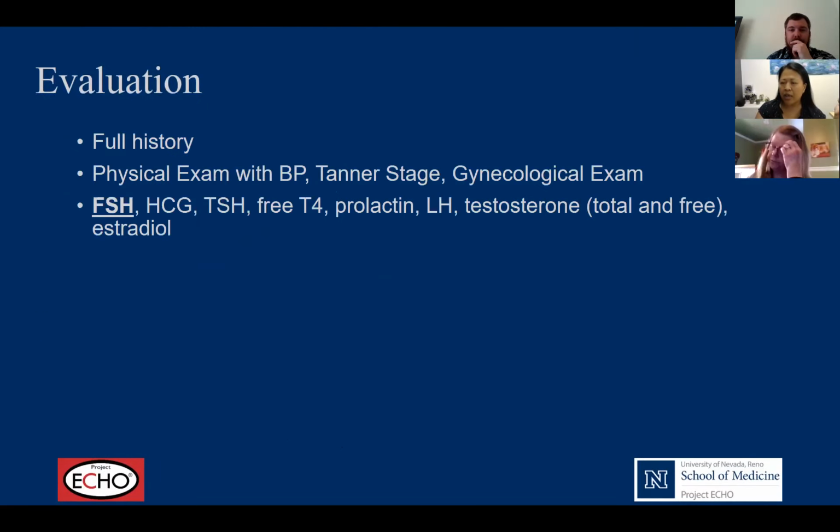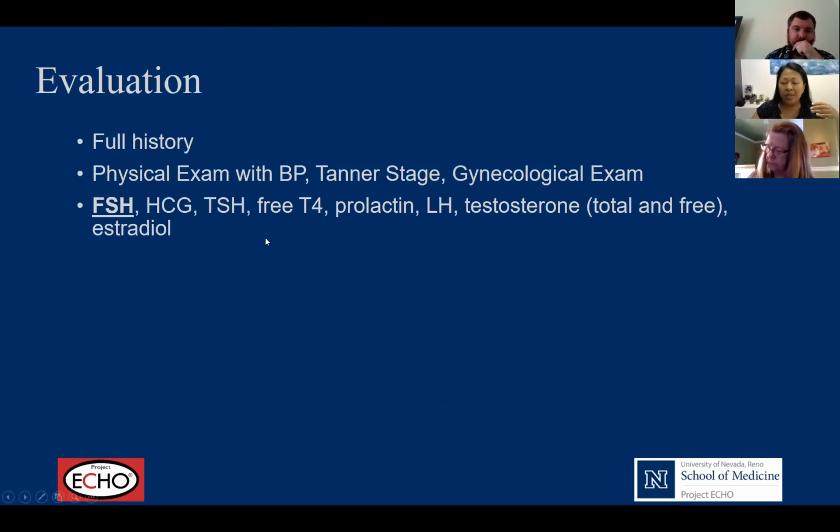Okay, so how do you evaluate? Again, and this is very common in all the different scenarios that I'm going to talk to you guys about. Full history, physical exam, external gynecological exam, Tanner staging, and then you get into the hormonal workup. So this is sort of my baseline, first line hormonal workup for all patients that have period issues, okay?